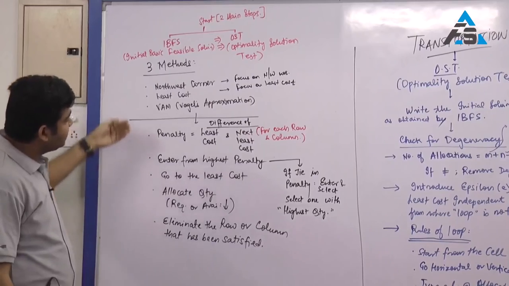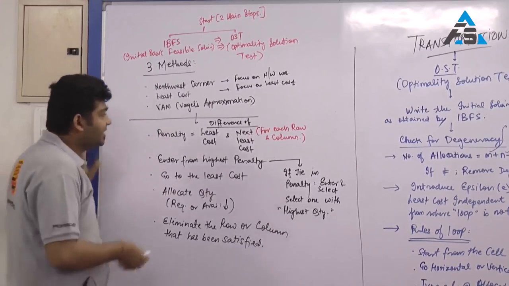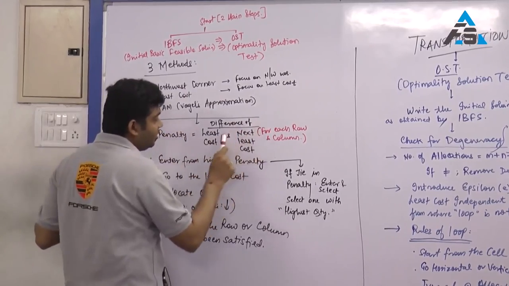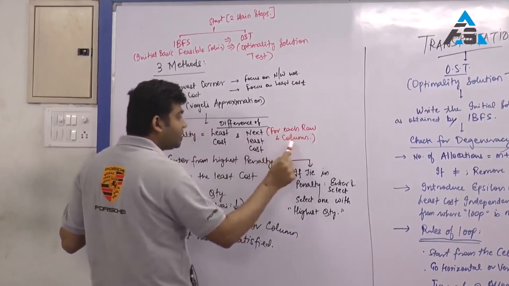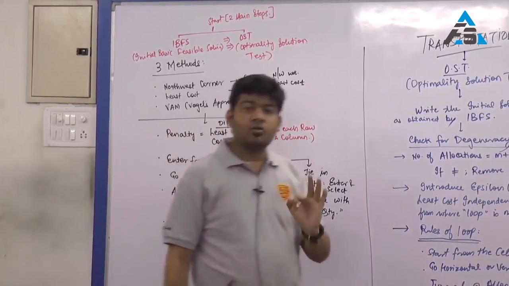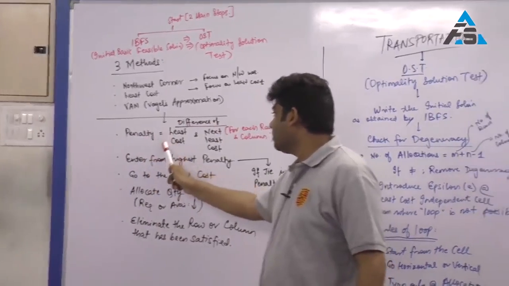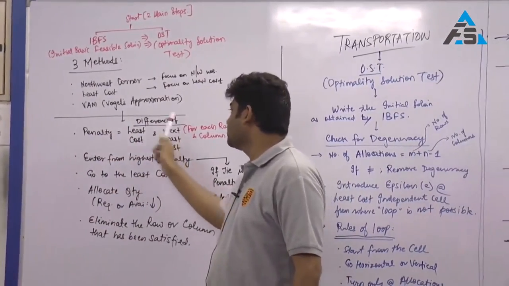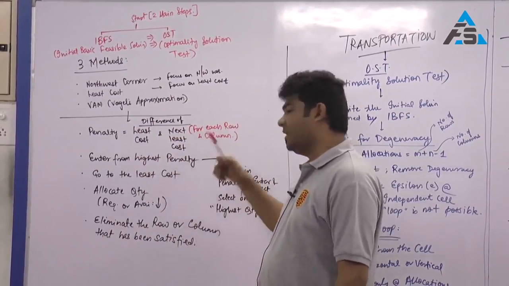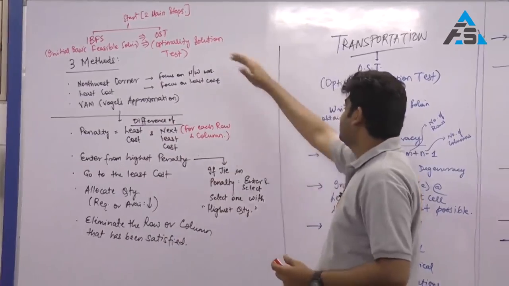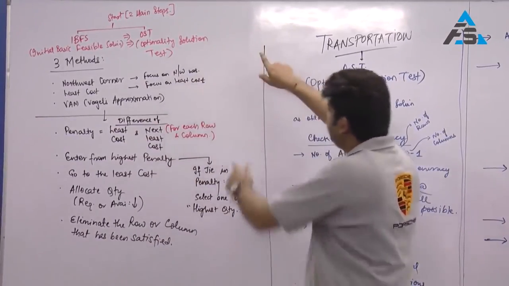What does Vogel's approximation method say? It says that you start with penalty. How do you give penalty? Penalty is the difference of least cost and next least cost for each row and column. So for every row and column you have a penalty, which is nothing but the difference between the least cost and the next least cost. So first we will find out the penalty for each row and column. There will be a penalty for each row, and there will be a penalty for each column.